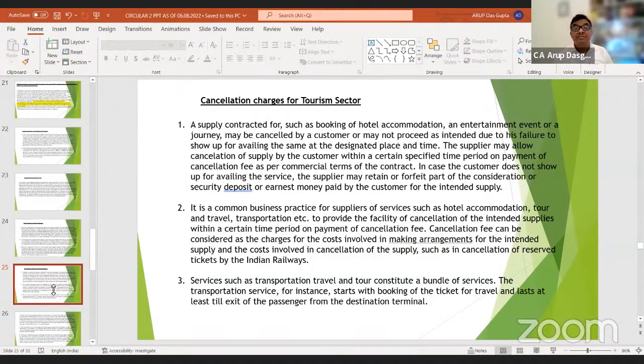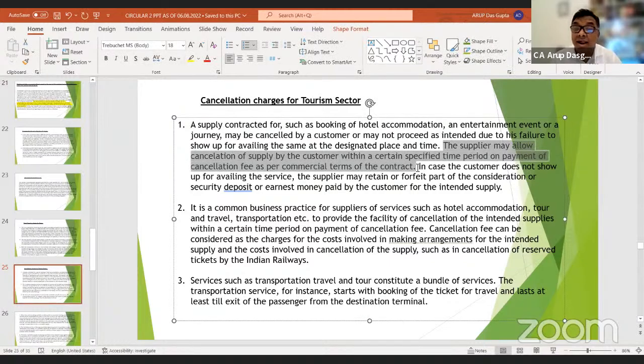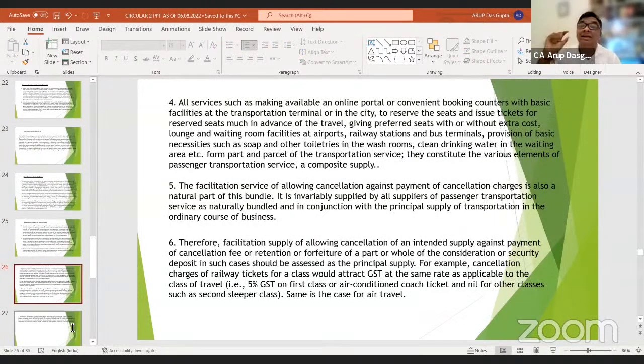Okay. Now, next comes the most important sector, which is the cancellation charges of the tourism sector. Here it has been held that services such as transportation, travel, and tour are considered a bundle of services. So it's happening together. It has further been said the supplier may allow cancellation of supply by the customer within a certain time period on payment of a cancellation fee in terms of the commercial terms of the contract. And if the customer does not show, then the cancellation charges are deducted. Here it has been held that the facilitation service of allowing cancellation against payment of cancellation charges is a natural part of the bundle of supply that he is supplying.